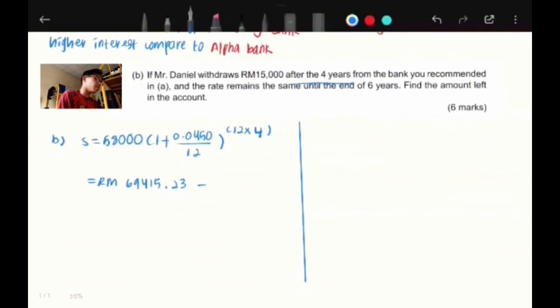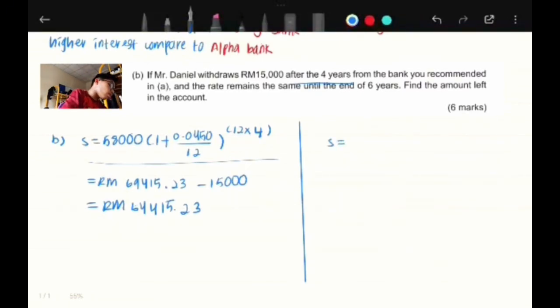For question B, same formula, you just substitute and you will get this. And for the answer, you will need to minus 15,000 because of the withdrawal. So the answer you will get is 54,415 ringgit 23 cents. This answer will go for P.